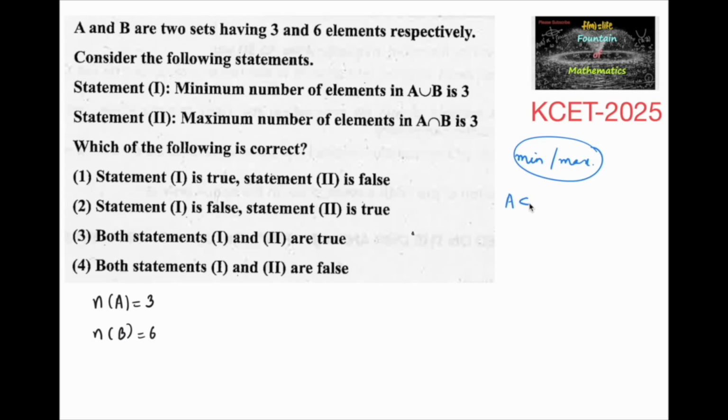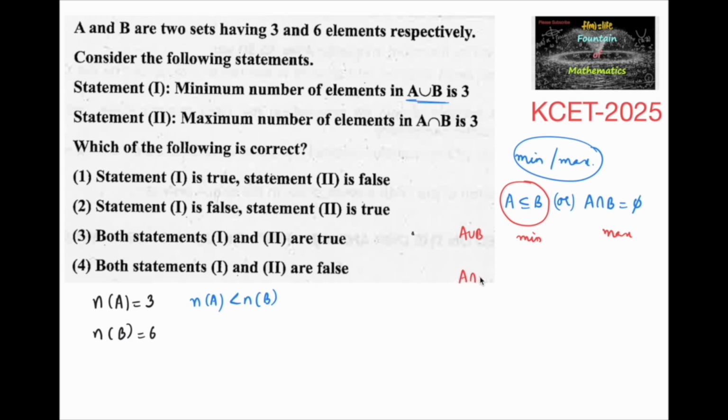One is subset, where one set is a subset of another set. Since the number of elements in A is smaller than the number of elements in B, A must be a subset of B. Or we can consider one more: A intersection B is empty, meaning both are disjoint sets. These are the two cases we need to consider. To get the minimum number of elements in A union B, we have to consider the case A is a subset of B, because for A union B, the minimum will be in this case and the maximum will be in the case of disjoint.